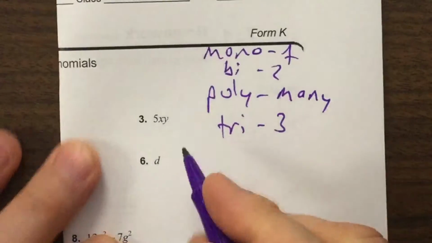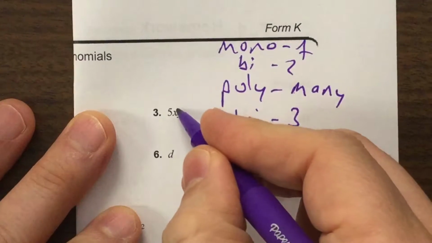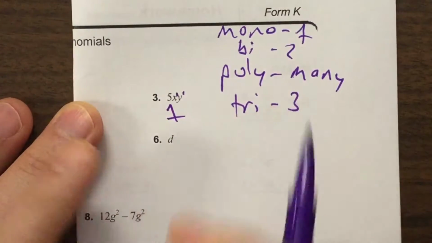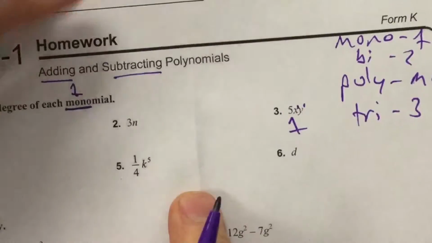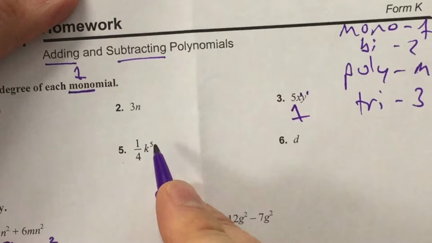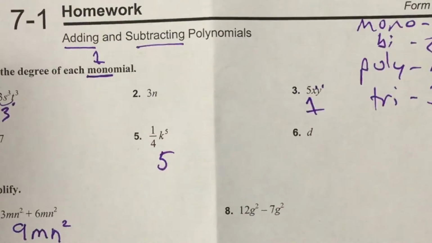Number 3, 5xy. Well, there's a little invisible 1 on each of those. The largest exponent is 1, so this is the degree of 1. And number 5 here, 1/4 k to the 5th power. The largest exponent is that 5, 5th power. This is the degree of 5. So that's how you do those.